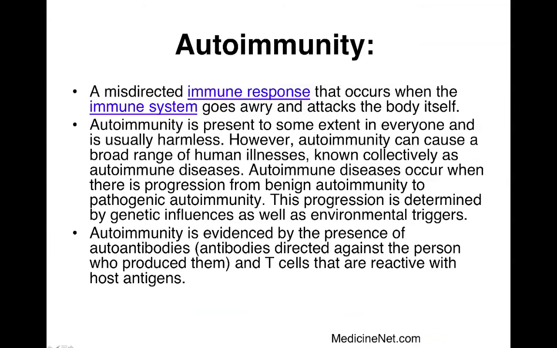So you can see here a definition from the web, from MedicineNet, and this is autoimmunity is defined, and I think this is a good definition, as a misdirected immune response that occurs when the immune system goes awry and attacks the body itself. So it turns out that autoimmunity per se, as opposed to autoimmune disease, is probably present in everyone and usually is harmless. However, once autoimmunity switches over to autoimmune disease, it of course can cause a broad range of diseases, and I'll show some of them to you in a moment.